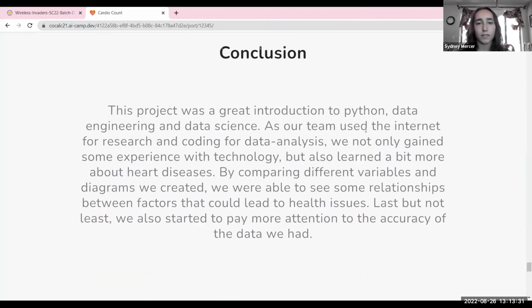This project was a great introduction to Python and data science. We used the internet for research and data analysis. We not only gained some experience with technology, but also learned a little bit about heart disease. We compared different variables and diagrams to see relationships between factors that could lead to heart disease. Lastly, we also started to pay attention to the accuracy of our data.